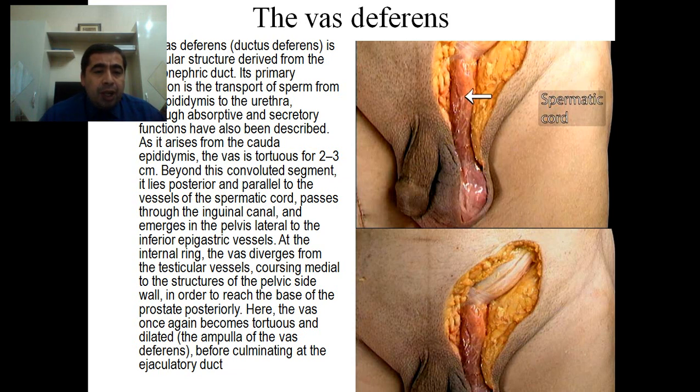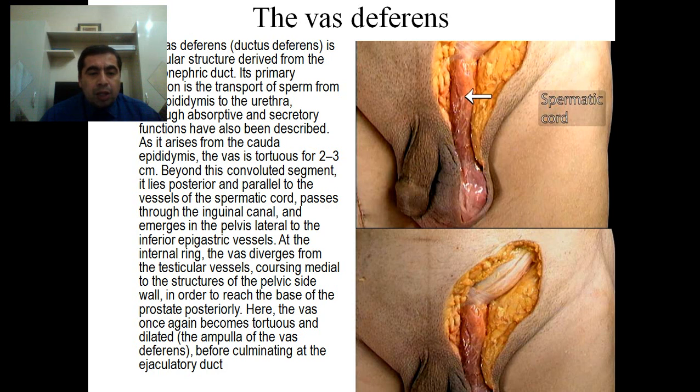As it arises from the cauda epididymis, the vas is tortuous for 2-3 cm. Beyond this convoluted segment, it lies posterior and parallel to the vessels of the spermatic cord, passes through, of course, the inguinal canal, and emerges in the pelvis lateral to the inferior epigastric vessels. At the internal inguinal ring, the vas diverges from the testicular vessels, coursing medial to the structures of the pelvic side wall, in order to reach the base of the prostate gland posteriorly.